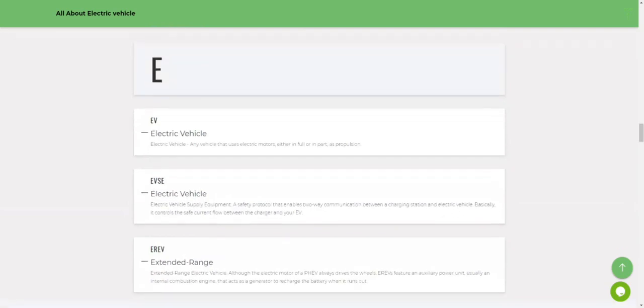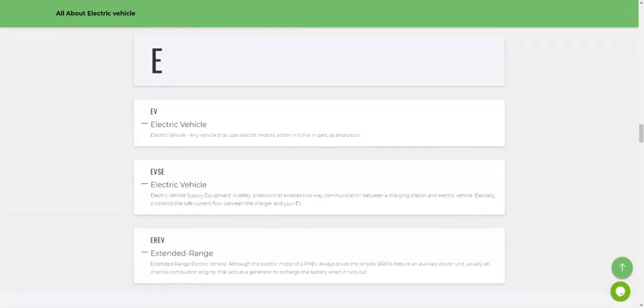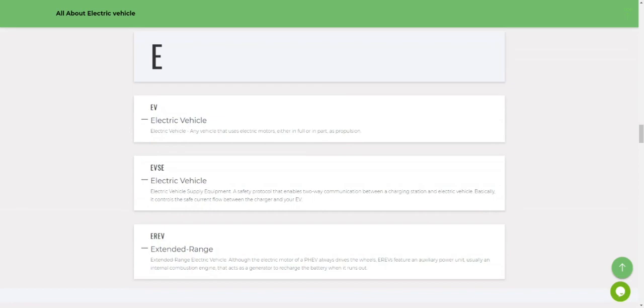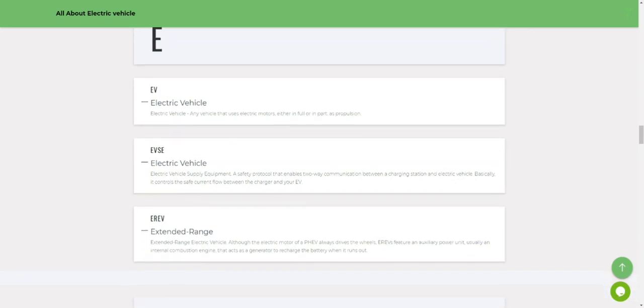You all guys, of course, know what is electric vehicle. Then there's EVSE, electric vehicle supply equipment, a safety protocol that enables two-way communication between a charging station and an electric vehicle. Basically, it controls the safe current flow between the charger and your electric vehicle. Then there's EREV, extended range electric vehicle.